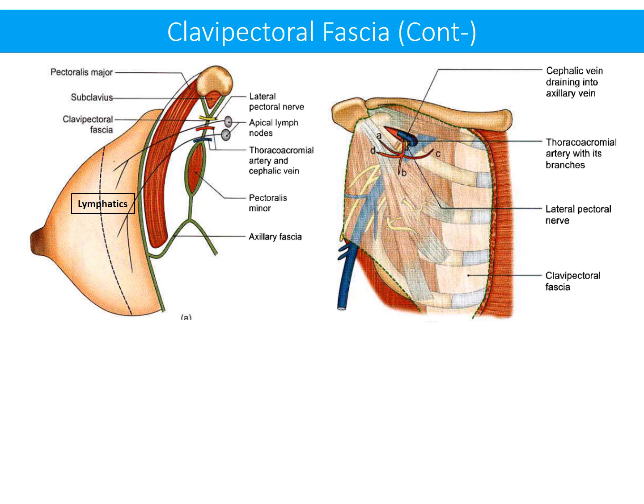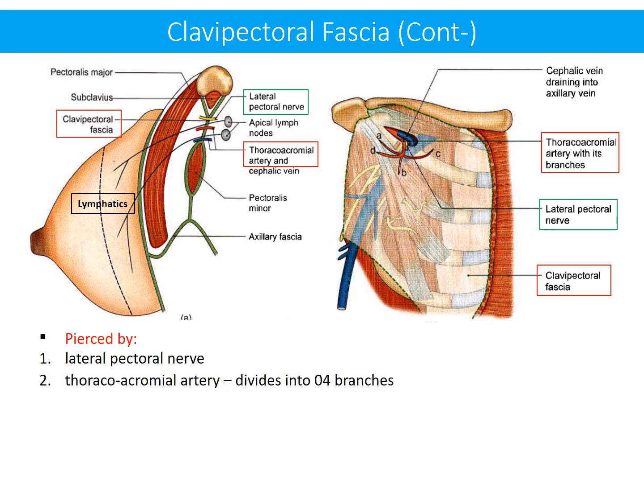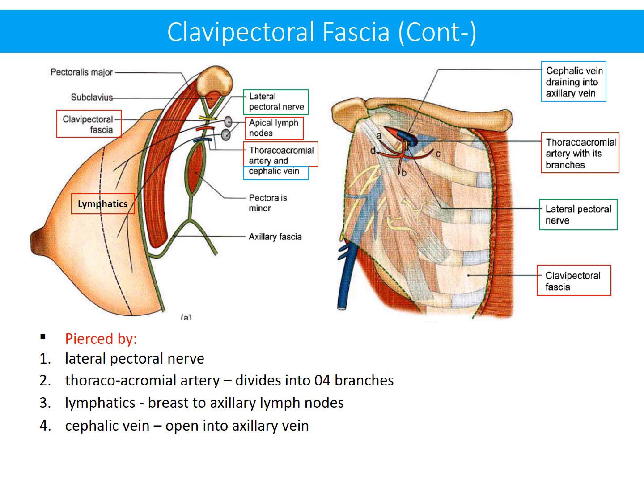The clavipectoral fascia is pierced by, number one, the lateral pectoral nerve. Number two, the thoracoacromial artery, which divides into its four branches. Number three, lymphatics of the breast going to the axillary lymph nodes. And number four, the cephalic vein, which opens into the axillary vein. A notable aspect is that the first two structures of the above four pass outward, whereas the last two structures pass inward.